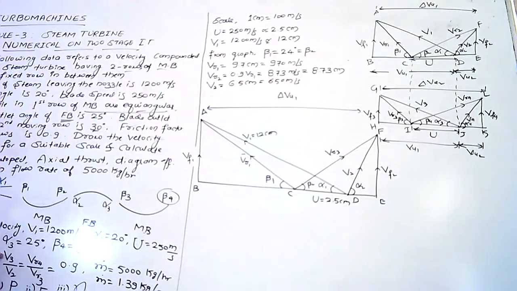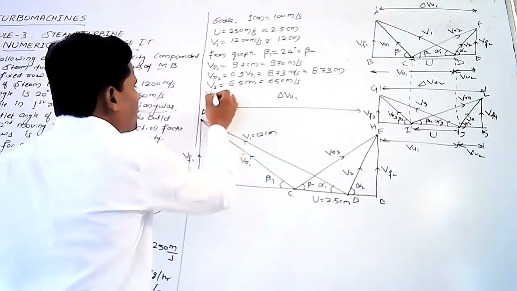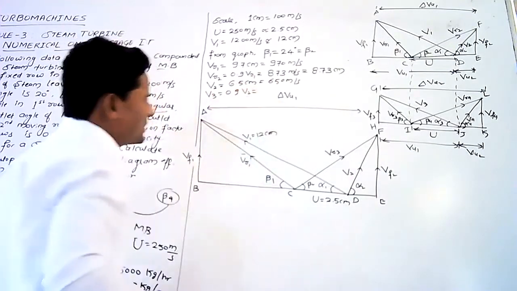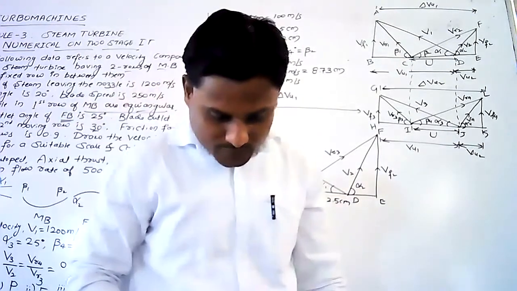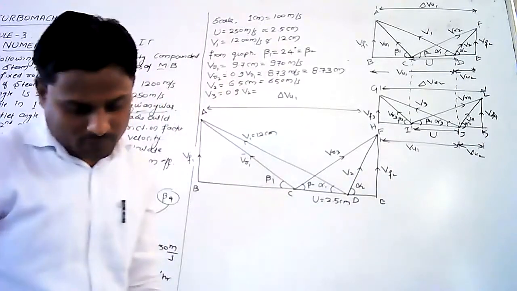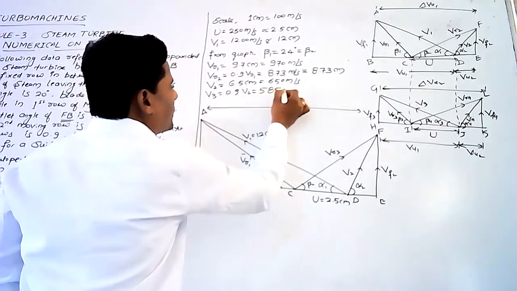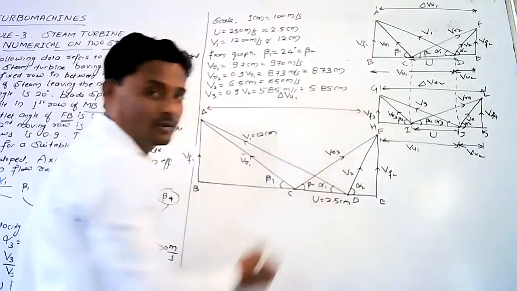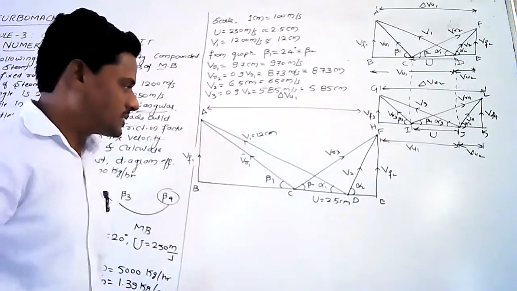So in the data, he has given V3 by V2 equals 0.9, or V3 equals 0.9 times V2. Just multiply 0.9 into 650, that is 585 meters per second, or 5.85 centimeters. Okay, so this is all about the stage 1.